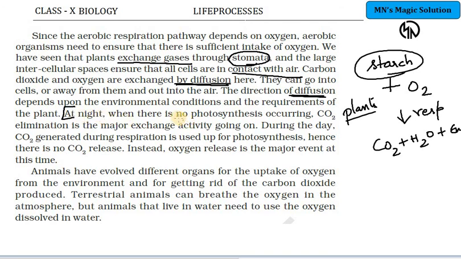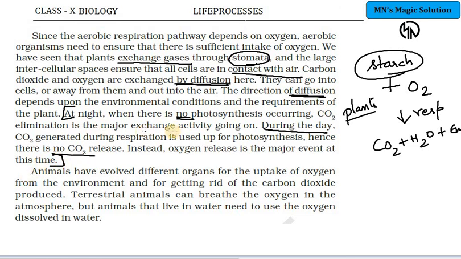At night, photosynthesis does not happen, so carbon dioxide is mostly pushed out. Carbon dioxide is eliminated as a major exchange activity, because carbon dioxide is a byproduct of respiration, and respiration happens at night. Correct? But photosynthesis does not happen at night, so more carbon dioxide is pushed out. But during the day, the carbon dioxide generated during respiration is used up for photosynthesis. Therefore, there is no carbon dioxide release during the daytime. Instead, oxygen release will be the major event during the daytime.